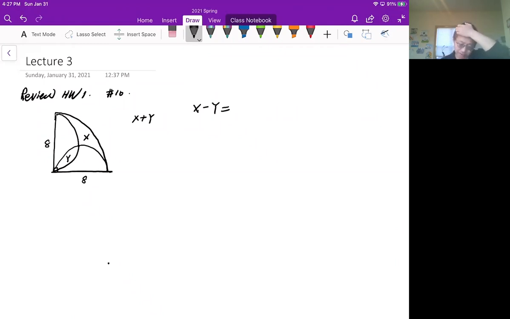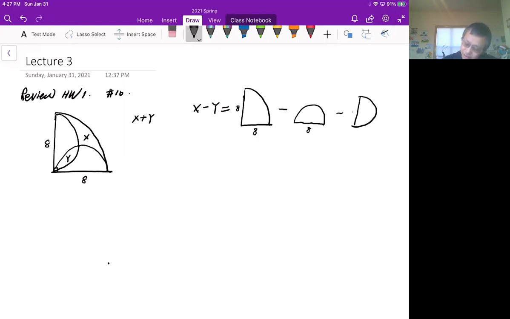If I want X minus Y, what can I get here? I can do the following. I can first use the quarter of a circle, so that's 8 and 8. And I can subtract this semicircle, this is 8 here, and subtract another semicircle. Can you see that? The 8 is just the name of the side. If I use addition and subtraction this way, this actually gives me X minus Y.